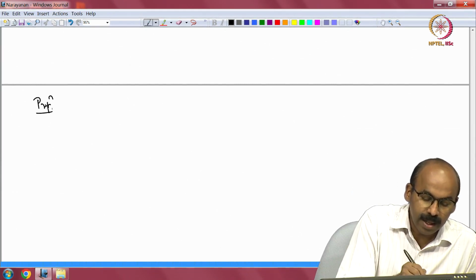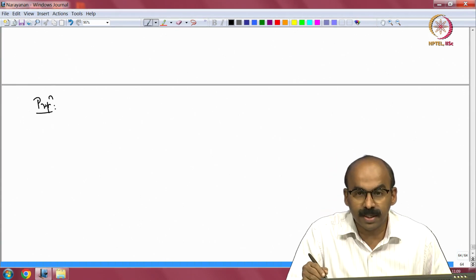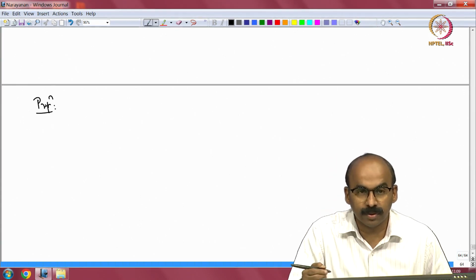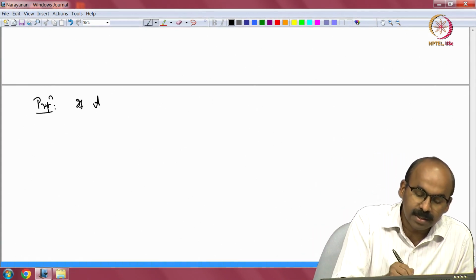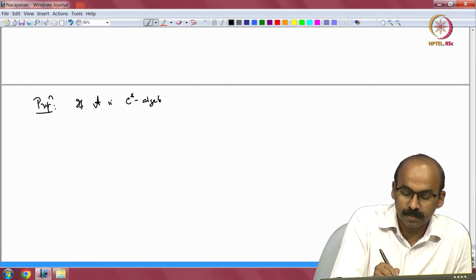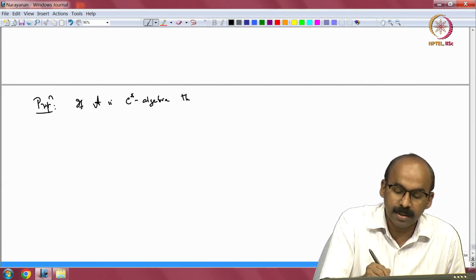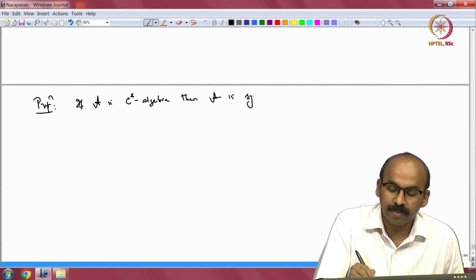So, we are going to study the Gelfand transform on these C star algebras, and we will see that the Gelfand transform is actually a very nice map. Okay. So, first thing is, if A is a C star algebra, then A is symmetric.